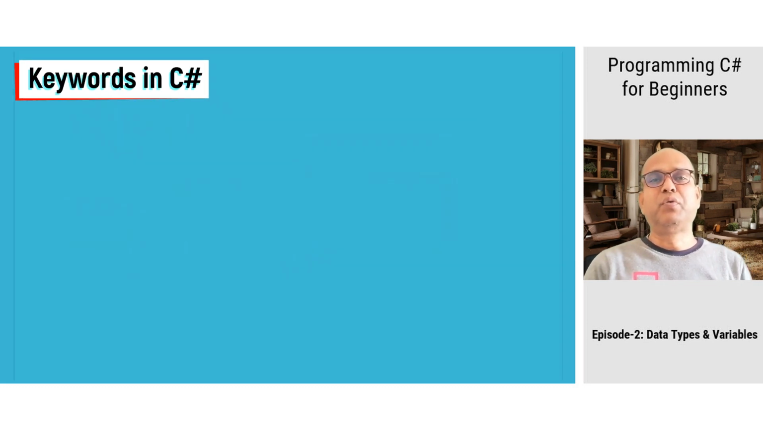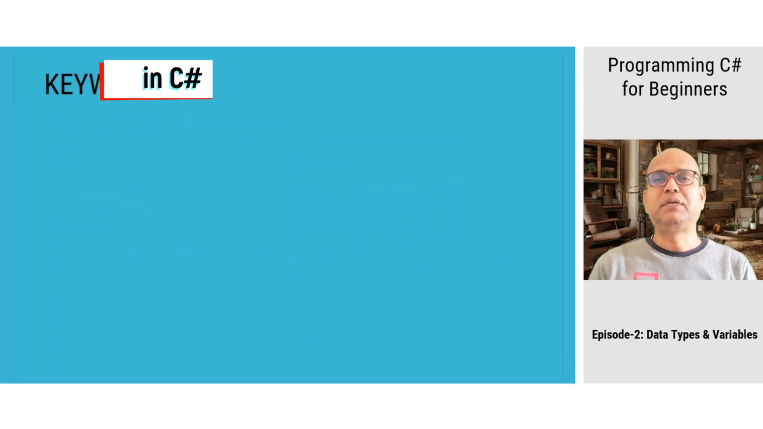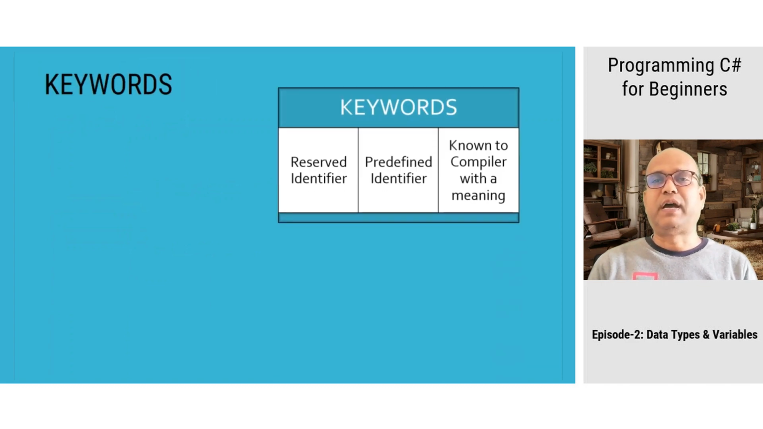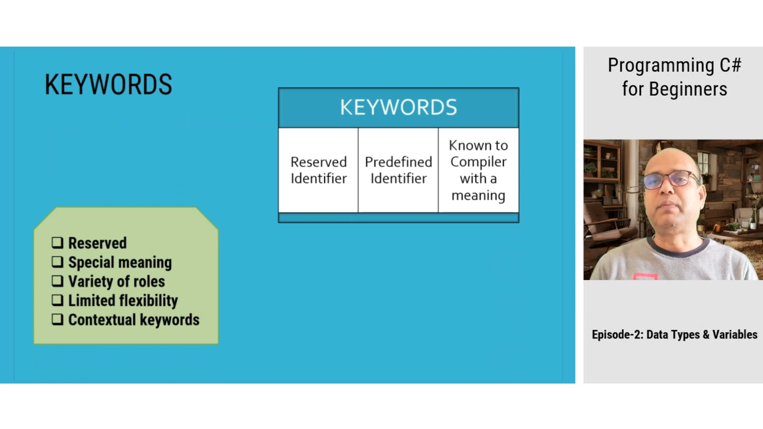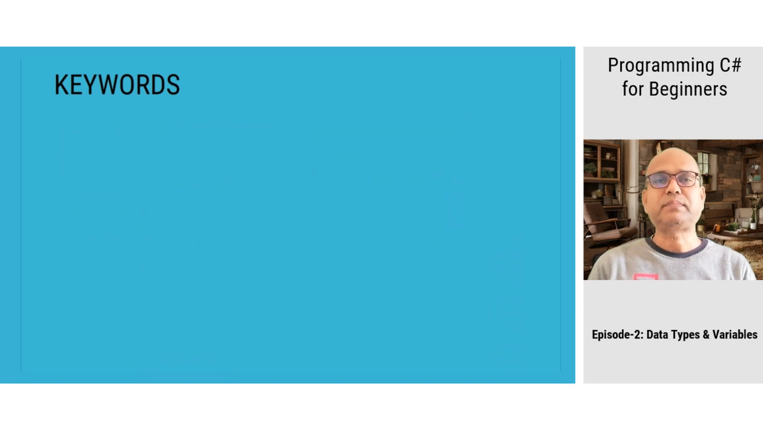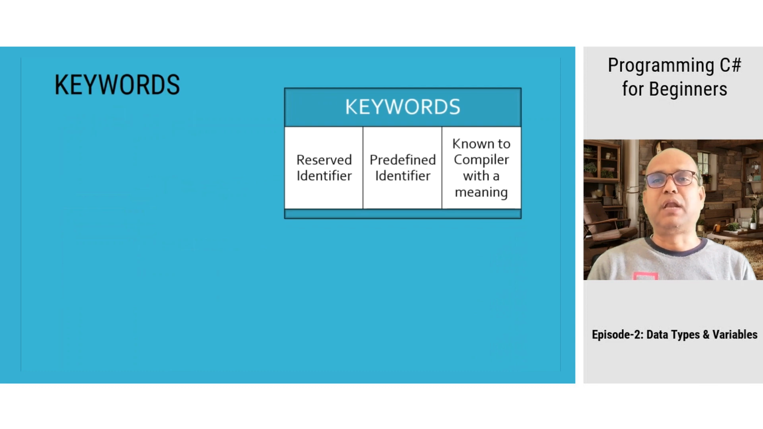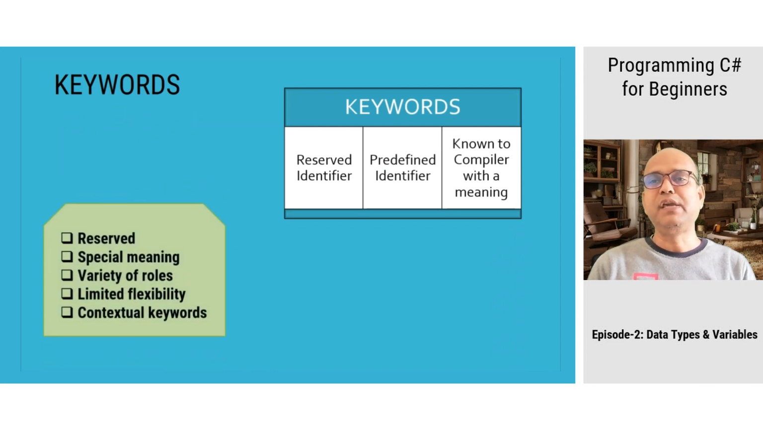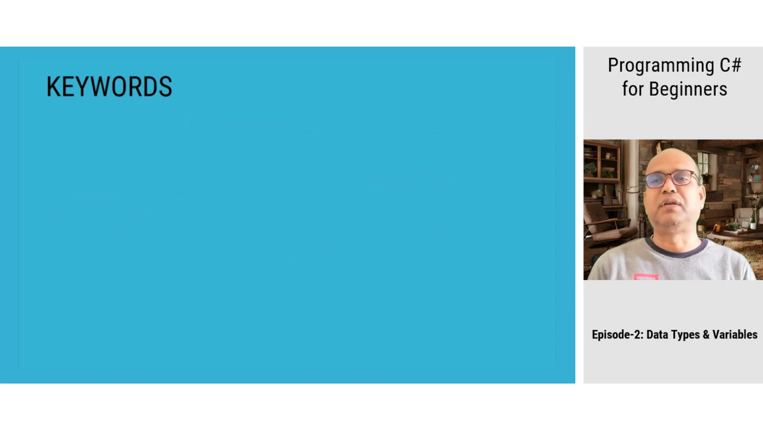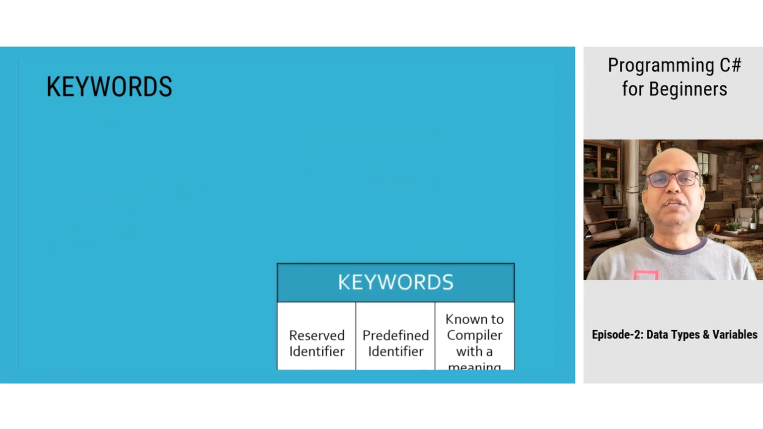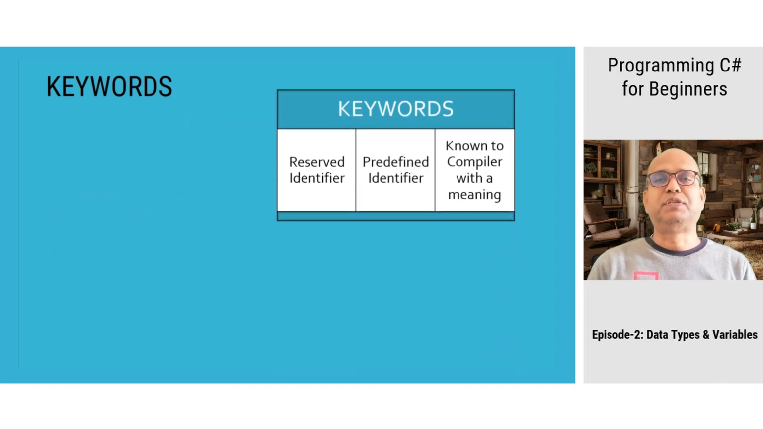In C sharp, keywords are predefined, reserved identifiers that have specific meanings to the compiler. They play a crucial role in constructing the language's syntax and defining program logic. Essentially, they are the building blocks of C# code.